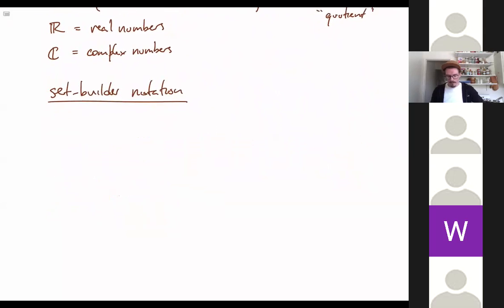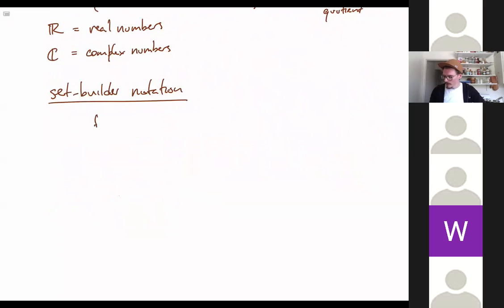And how does this work? The way this works is that you write curly braces, just like usual. But this time you get two slots. You get a place where you say what the elements are, and then you have a place where you say some requirements, or extra information about what the elements are and requirements they have to satisfy. So I think it'll be most clear if we just do a bunch of examples.